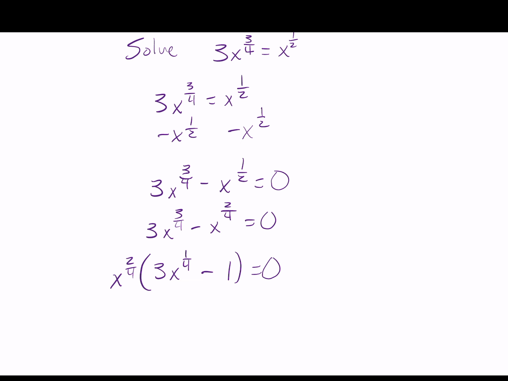Okay, so now we know, using the zero product property, that either this part is 0 or this part is 0. So what we can do is say x to the 2/4 is 0 or 3x to the 1/4 minus 1 is 0. And now we have two equations that we can work through to solve.